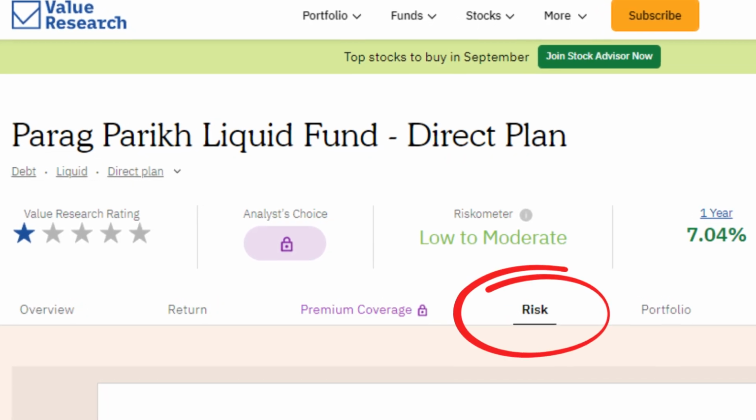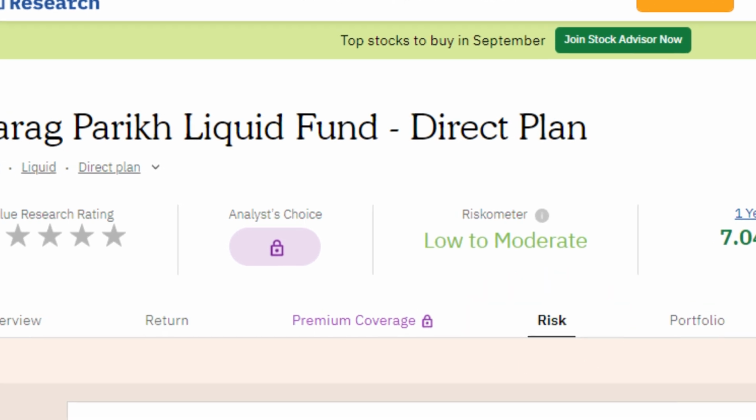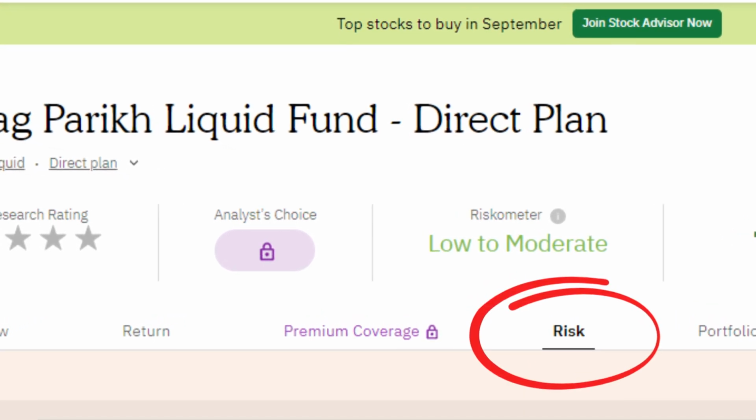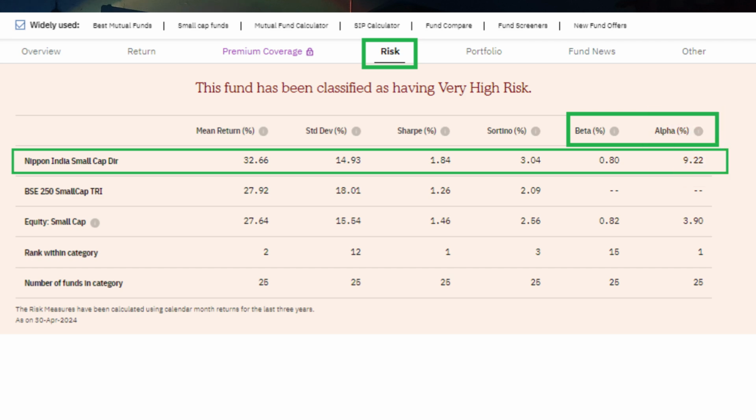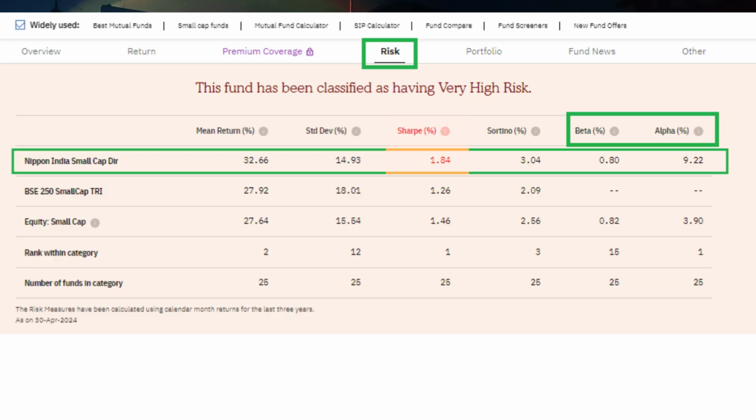The alpha and the beta values of a fund can be seen in the risk tab of the mutual fund in Value Research. We see that for the example fund, the alpha is a massive 9.22, with a relatively low beta of 0.8. Look at the Sharpe ratio. This measures the excess returns of a fund for every unit of risk it takes. Awesome numbers. The data says this fund generates 84% more for every 1 unit of risk it takes.